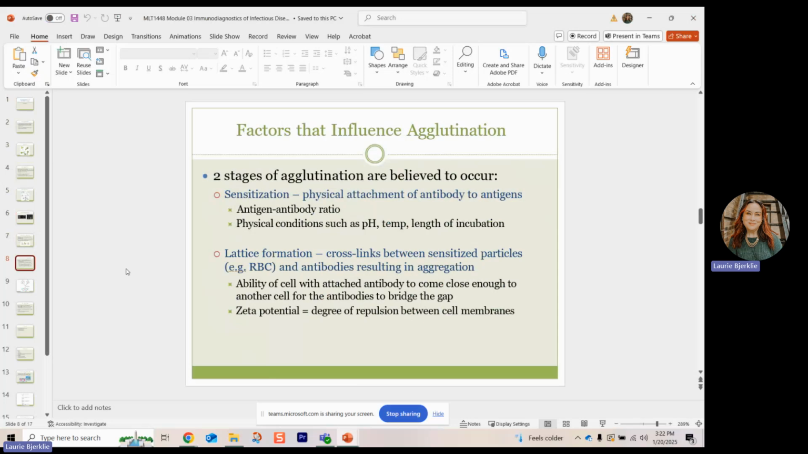And then the lattice formation is where they bridge together. They link together so that we can visibly see the agglutination. So that's the lattice formation.